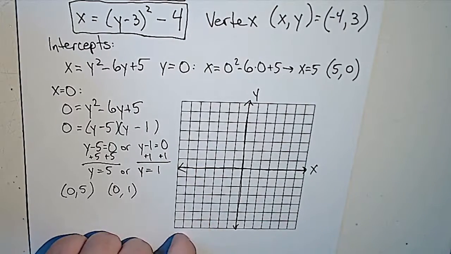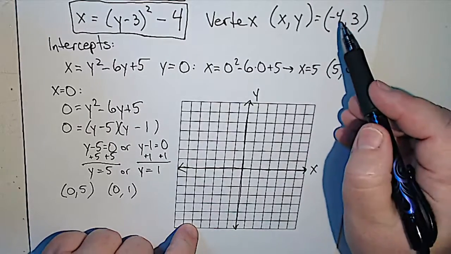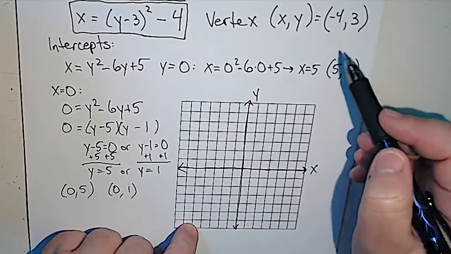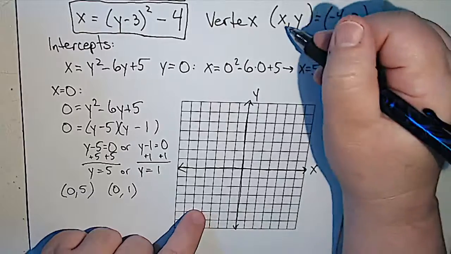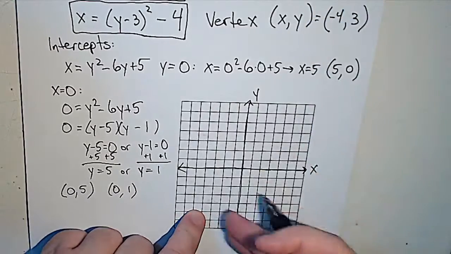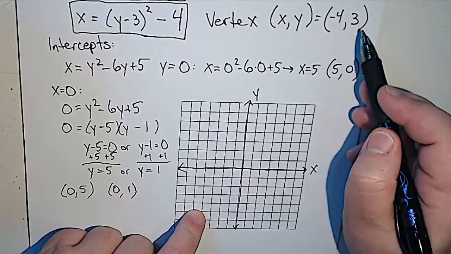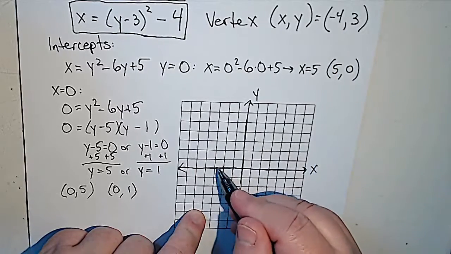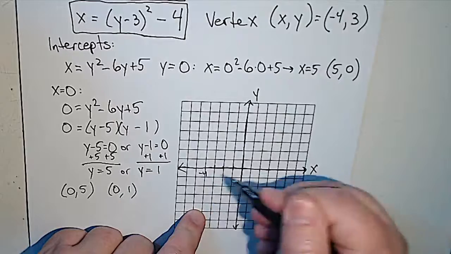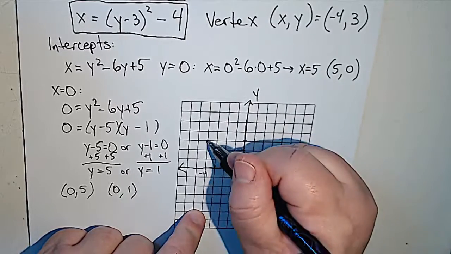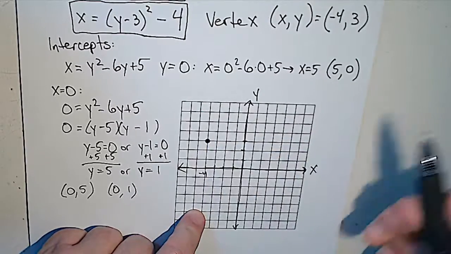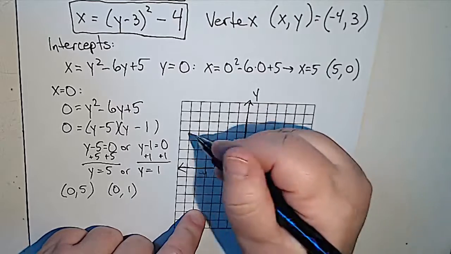This is important. Okay, so I've got a vertex at -4, 3. Now remember that we're still in x comma y land. We're still graphing it in the regular way. So x is -4 and y is 3. So 1, 2, 3, 4. There's -4. 2, 3. So my vertex is right there at -4, 3.